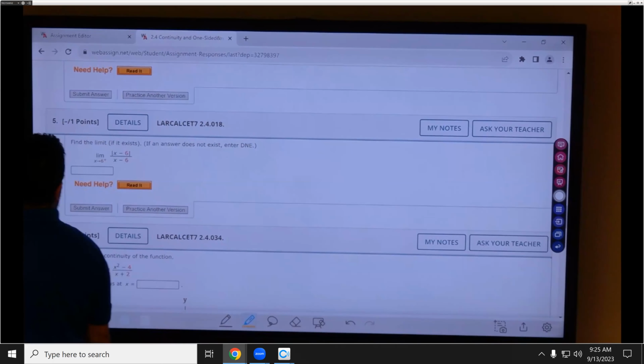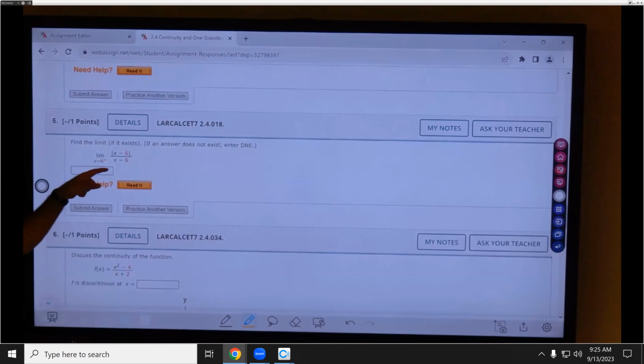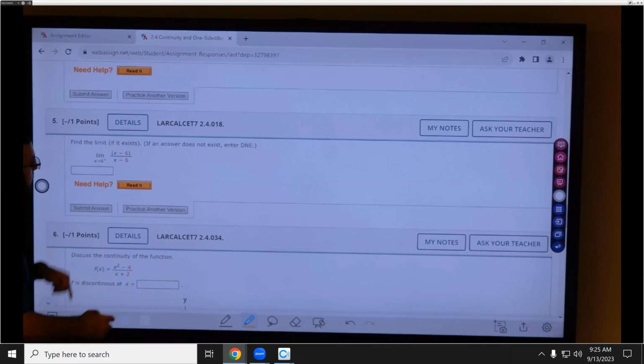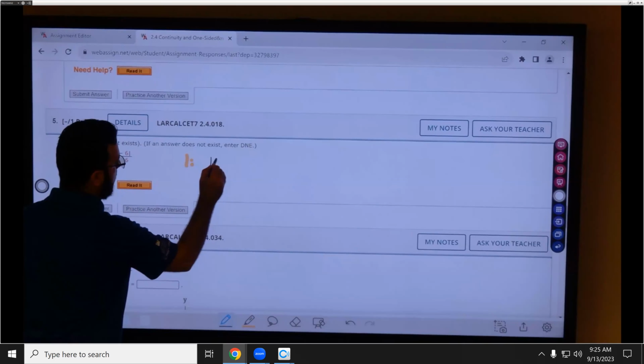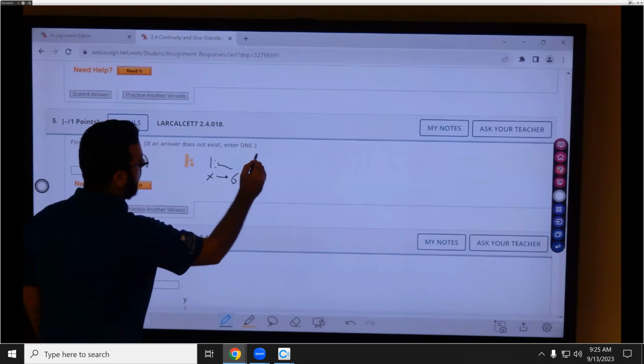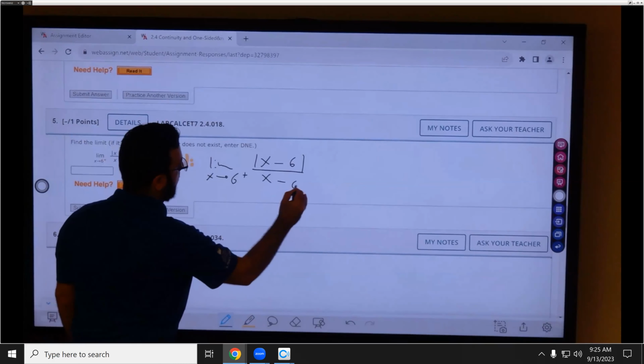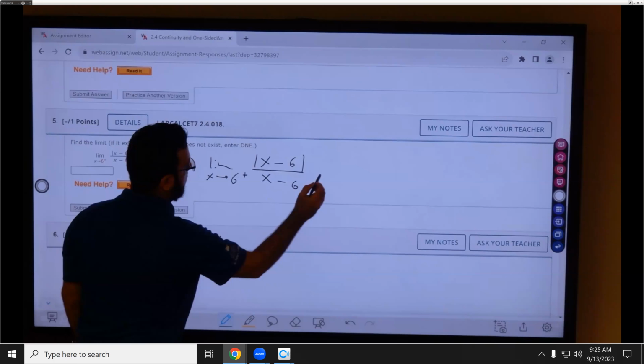So when you graph it, they ask you only from the right side. The limit goes to which point? The limit from the right side. The limit when x approaches 6 from the right side. That's the only thing they ask you.